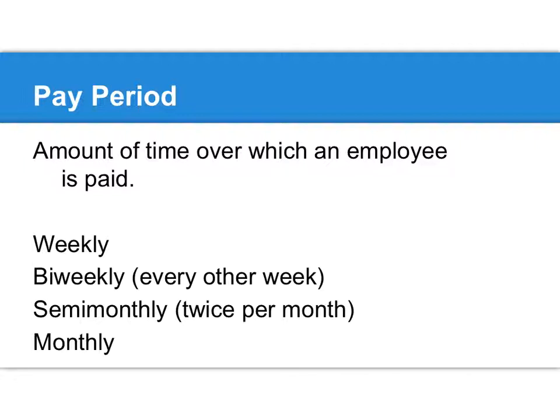Semi-monthly and monthly are a little less common, but they sometimes get used. Semi-monthly means you are being paid twice per month, the 1st and the 15th perhaps, although those dates could be different depending on the business. You could also be paid monthly.